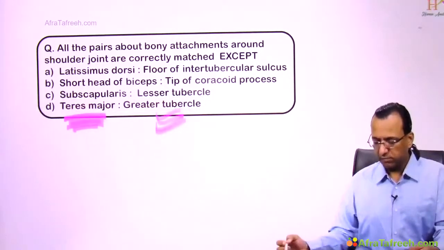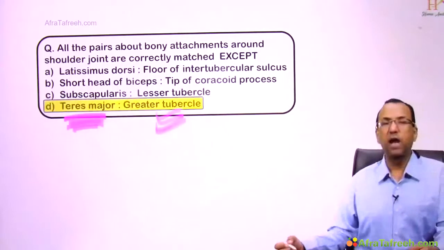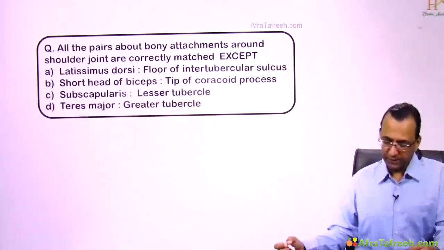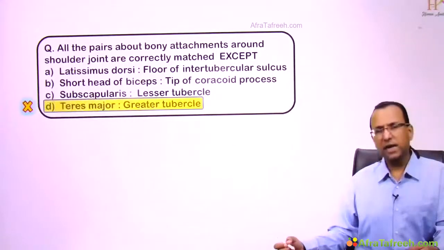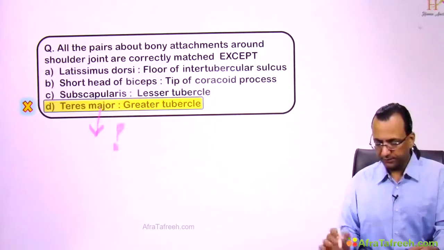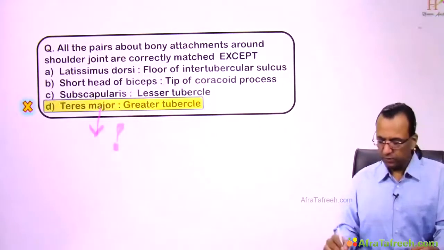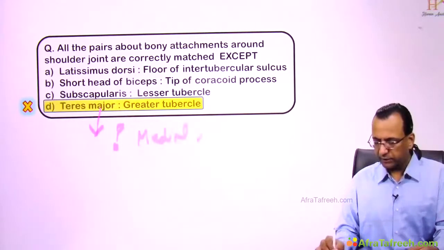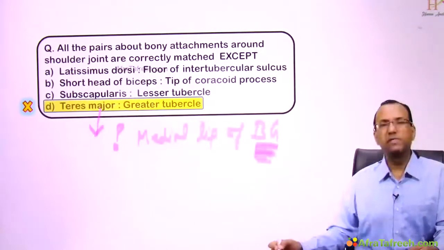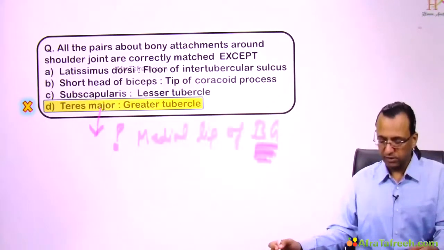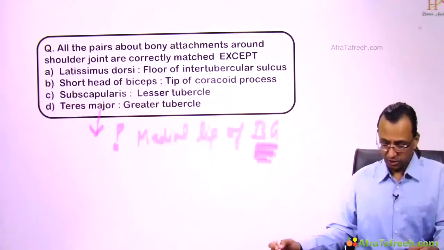If the teres major is not attaching and the teres minor is attaching, then where is the teres major attaching? I understand that this is the answer because it's a wrong matching, but can you tell me where the teres major is attaching? Yes, I'll tell you in some diagrams now, but this is the wrong matching and that is the answer. It will be attaching to the medial lip of the bicipital groove on the bone humerus. What is this medial lip of the bicipital groove on the humerus? Let us find out, but this is actually the answer.